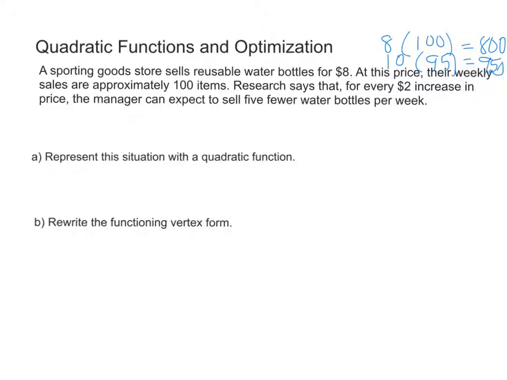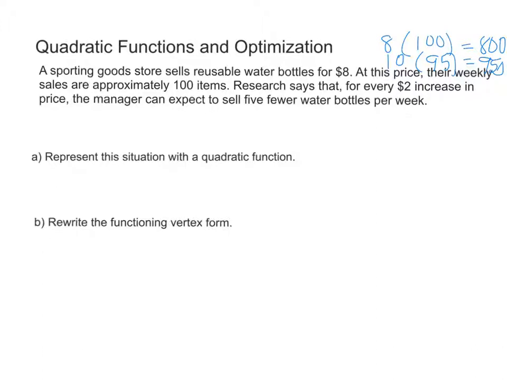Our goal is going to be to figure out how much should they increase the price by. Should they increase it by $2 or $4 or $6 or $8 or $10 or 100? Or we don't know yet. But that's what we're going to find out in this question. So the first one says, represent this situation with a quadratic function. When we want to write a quadratic function, we need to write a function for whatever it is we're trying to optimize. And in this case, it's revenue.